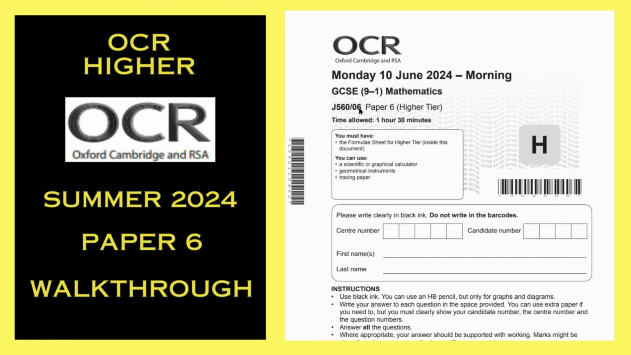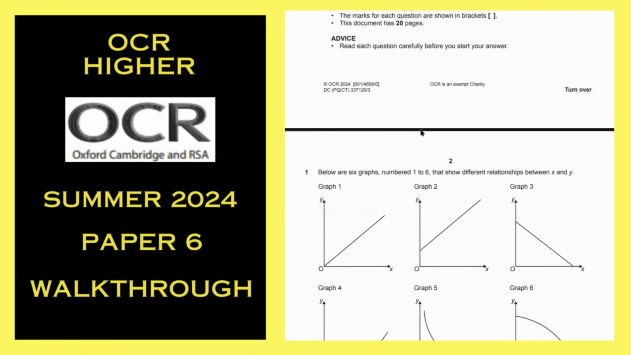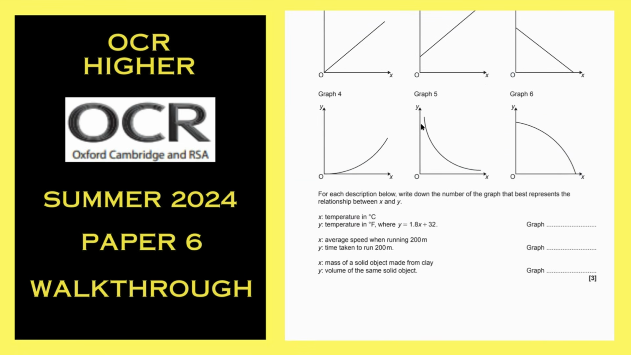Here we go with my worked solutions to the OCR paper. As you can see, it's the summer of 2024. It's the third and final paper on the higher tier, which they call paper 6, which you call the second calc paper. So let's get on with it.